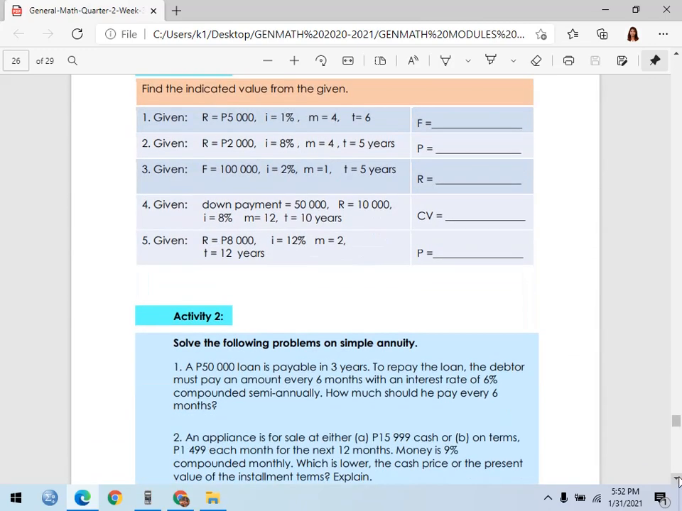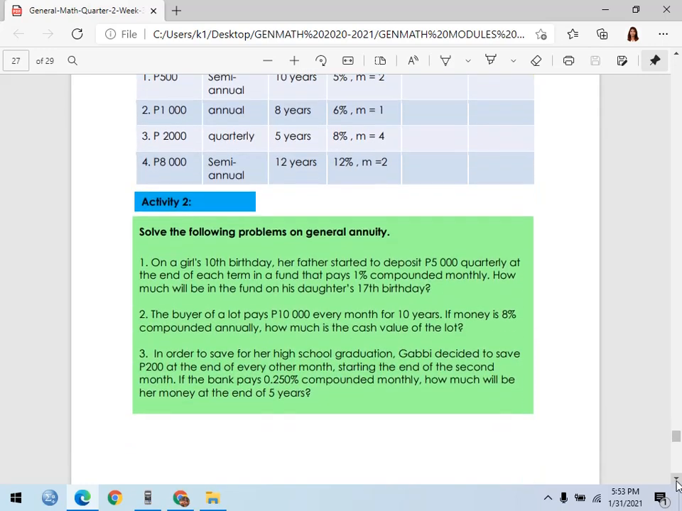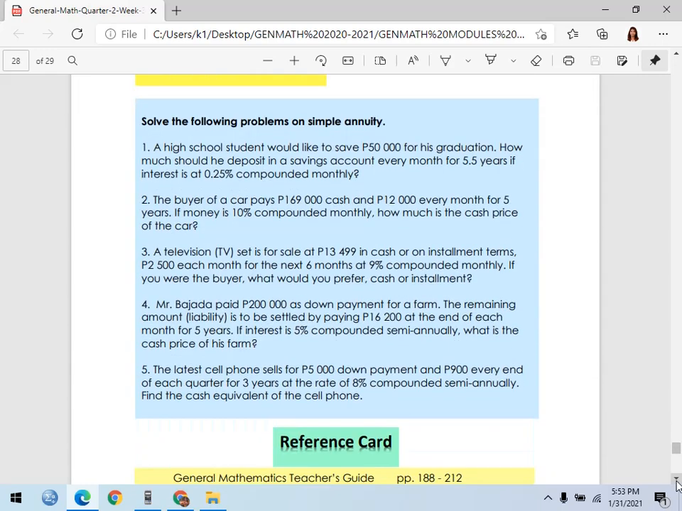So in here, we're going to solve for activity 1, activity 2, assessment card, and enrichment card.